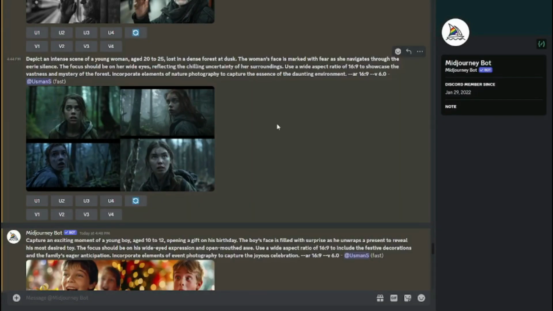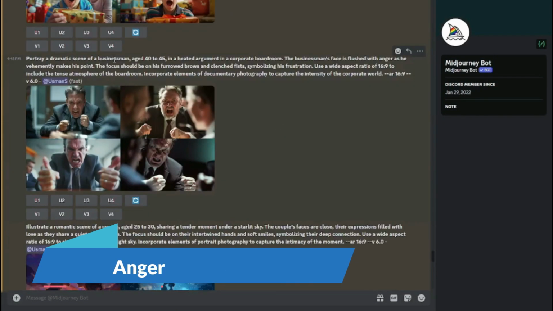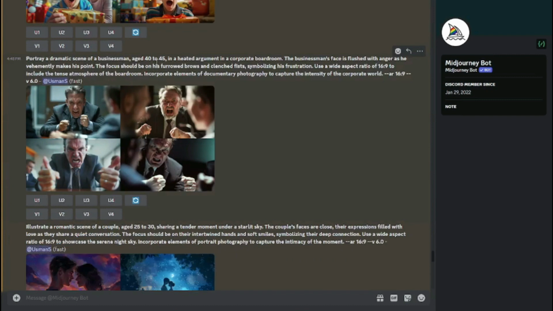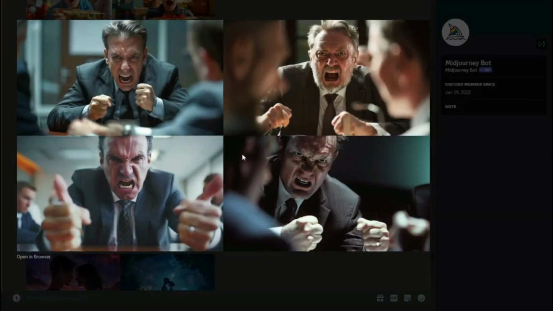Okay, so the next one we have is anger. I provided: portray a dramatic scene of a businessman aged 40 to 45 in a heated argument in a corporate boardroom. The businessman's face is flushed with anger as he makes his point. The focus should be on his furrowed brows and clenched fists, symbolizing his frustration. Then take a look at this image. Wow, this is absolutely beautiful. We told Midjourney his face should be clenched and his brows should be furrowed, okay? So these details are very necessary if you are talking about emotions.